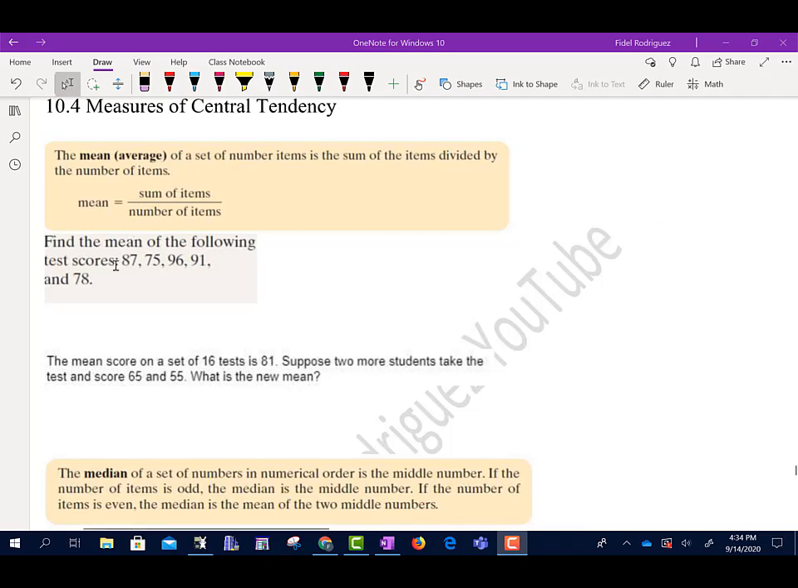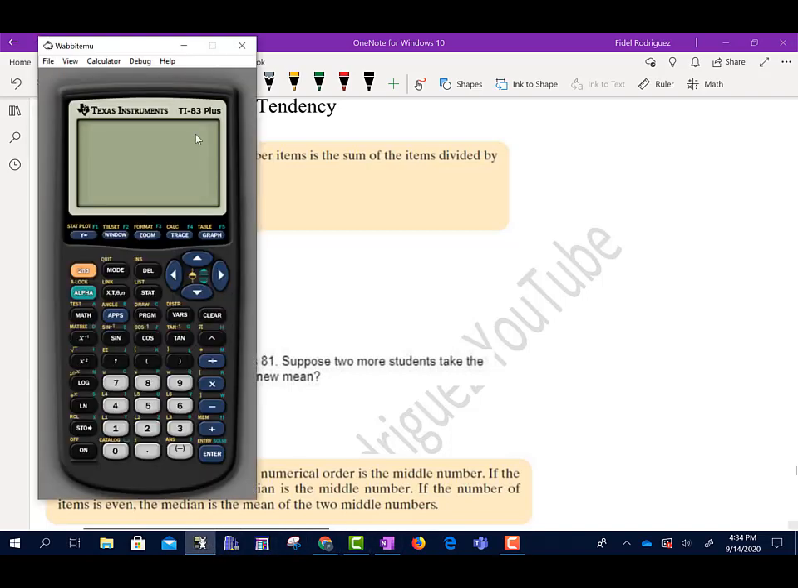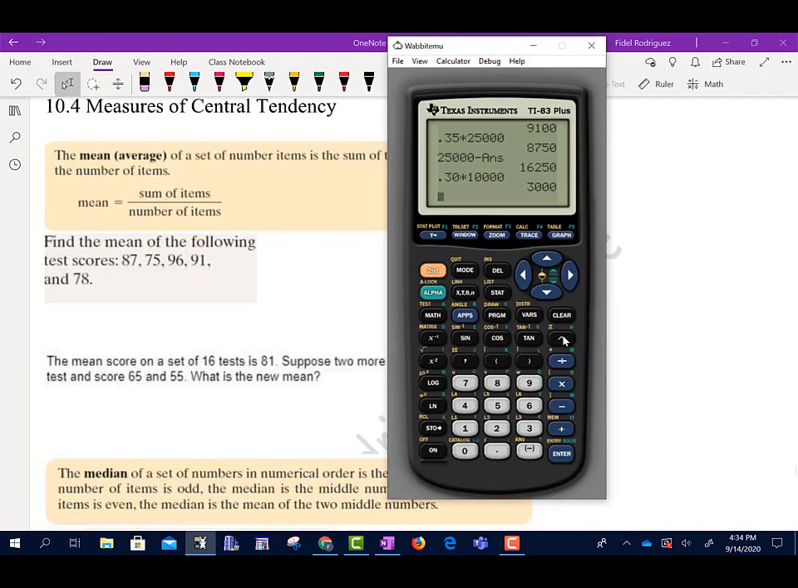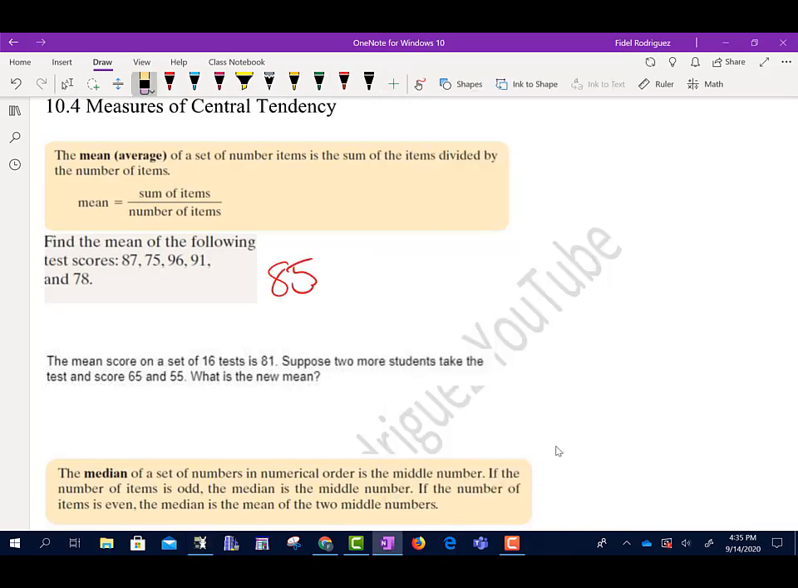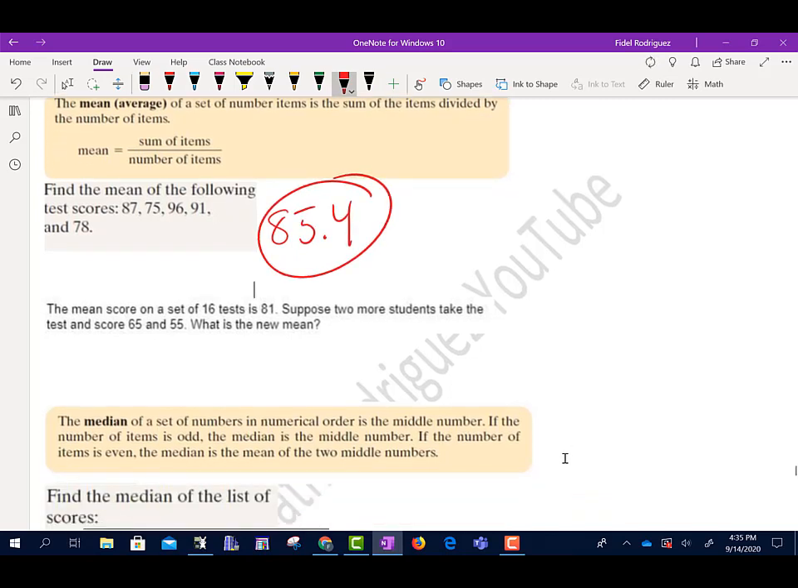Okay, so it says here, find the mean of the following test scores: 87, 75, 96, 91, and 78. Let's go ahead and do that. I'm going to grab my calculator here, guys, and clear this out. I'm just going to add my numbers: 87 plus 75 plus 96 plus 91 plus 78. That's giving me 427, and we have 5 test scores, so we're going to divide it by 5, and I'm coming up with 85.4. Oops, that doesn't look like a pretty 5. So 85.4 is our average.